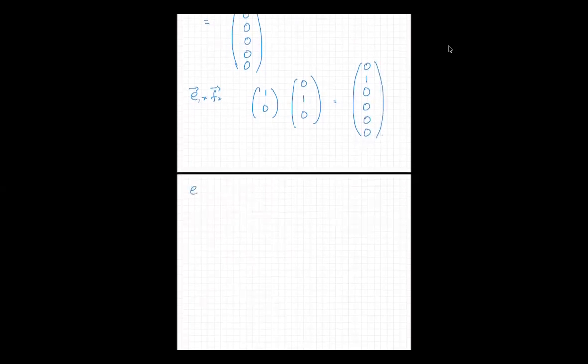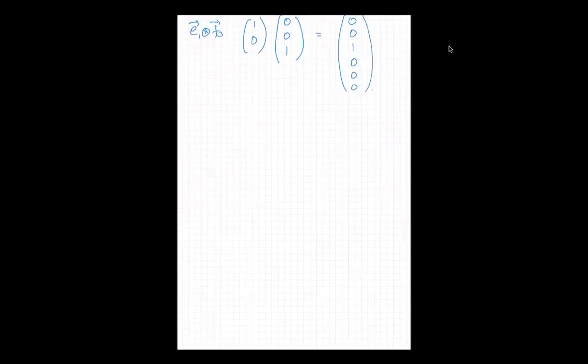The third one is E1 direct product F3. So this is 1, 0 and 0, 0, 1. Again, take the first element of the first vector, which is 1, and multiply every single element of the second vector. So you get 0, 0, 1. The second element is 0, so you get 0, 0, 0. Now we can see a pattern emerging and you can fill everything in, but I encourage you to just do it out completely.